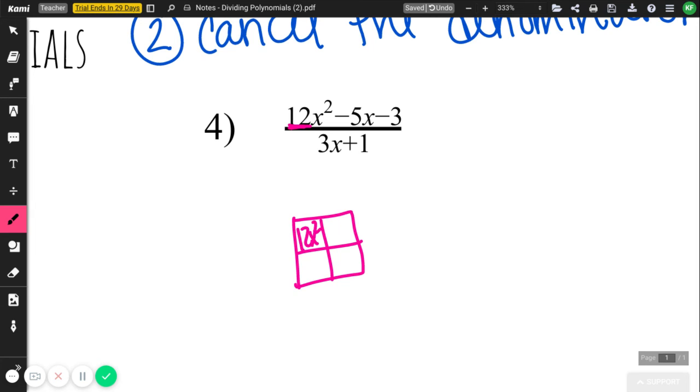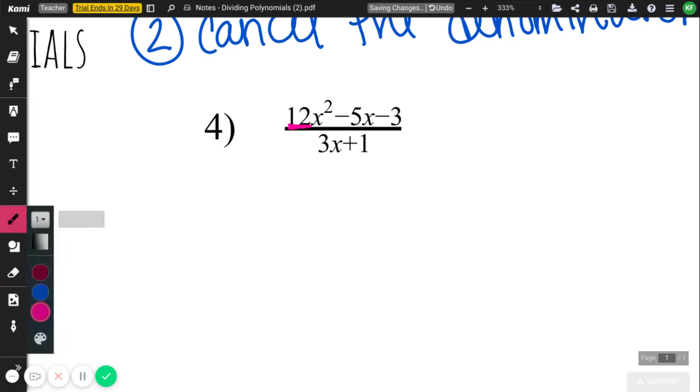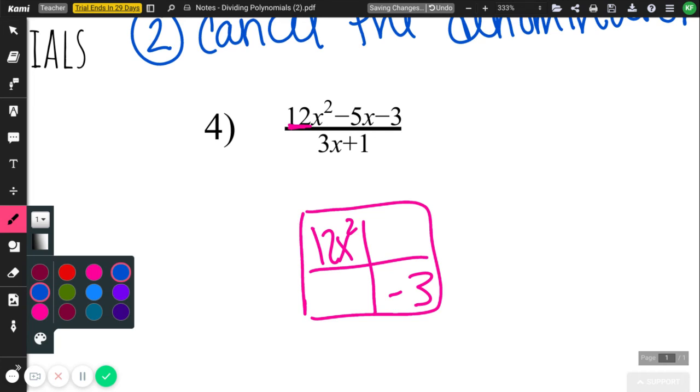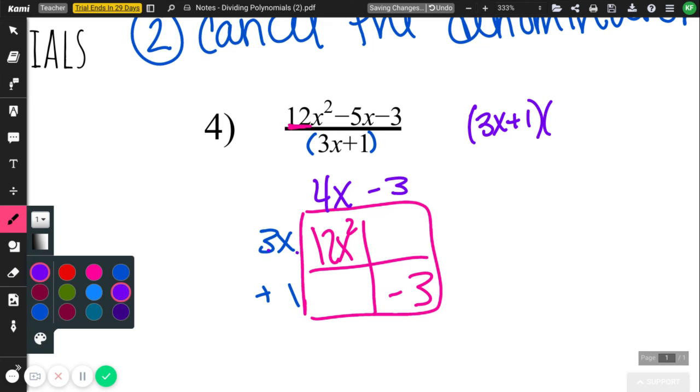So I'm going to fill in my box. Hang on, I'm going to make that bigger. Going to fill in my box. 12x squared minus 3 goes in the last box. And I'm going to use the binomial they gave me here in the denominator to be one of my factors, and now I just need to find the other one. So I know I'm going to multiply 3x times 4x to get 12x squared, and I would multiply positive 1 times negative 3 to get negative 3. So that means my factored form of that numerator is 3x plus 1 times 4x minus 3.